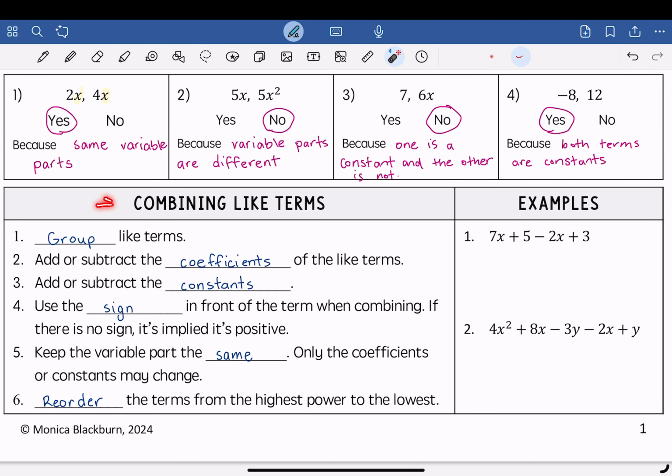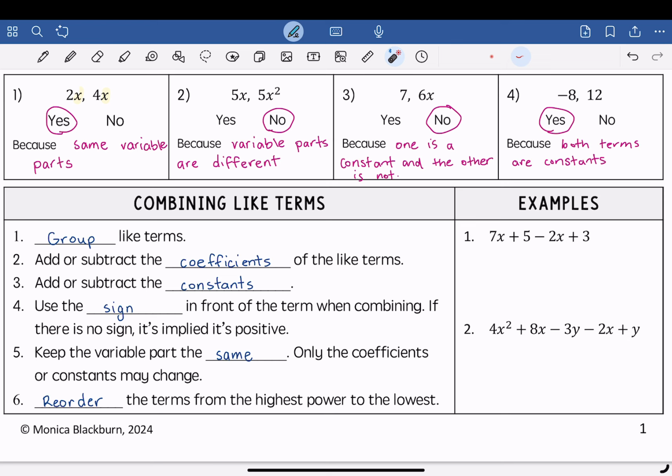So how do we combine like terms? We now know what a like term is. And once we do know they're like terms, what do we do with them? Step 1, we group like terms. Step 2, we add or subtract the coefficients of the like terms. Step 3, we add or subtract the constants. Step 4, use the sign in front of the term when combining. If there's no sign, it's implied it's positive. So for example, right here in front of the 7x, there is no plus. We know it's positive, unless there was a negative sign, then we would treat it as -7x.